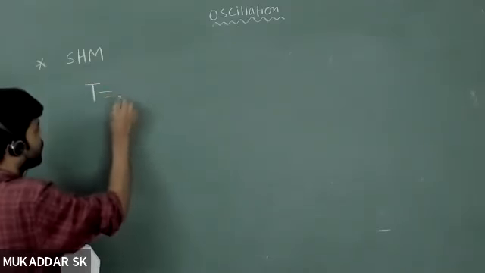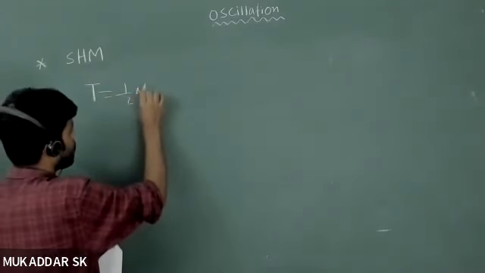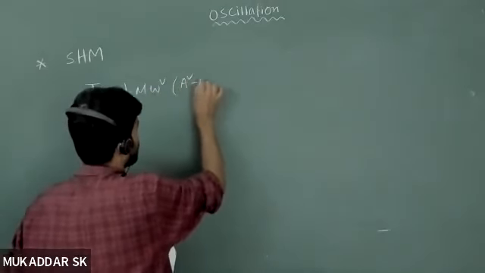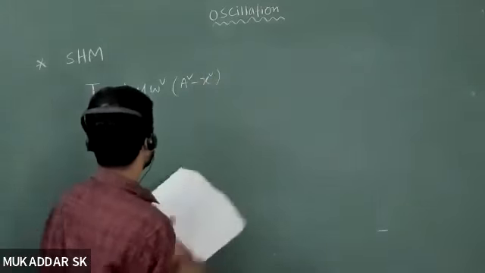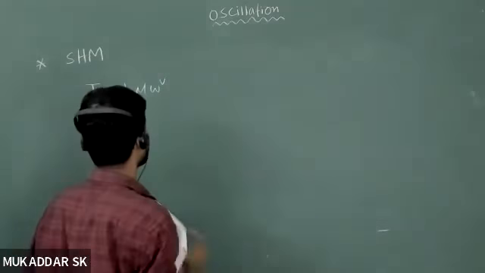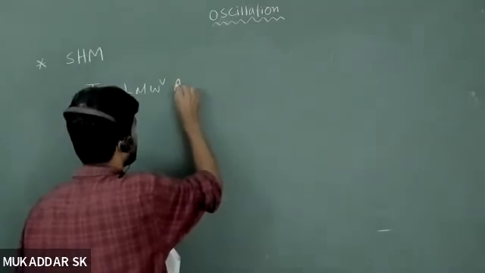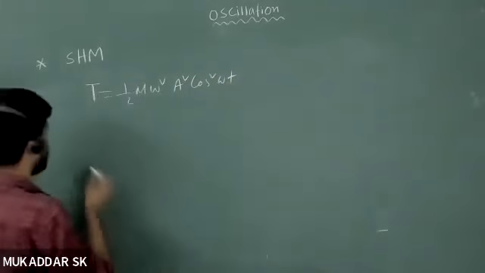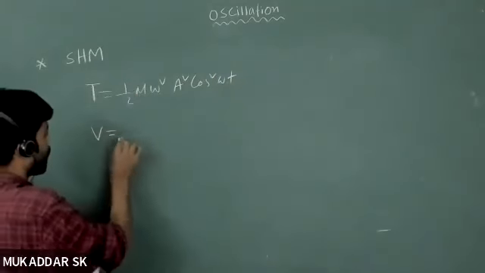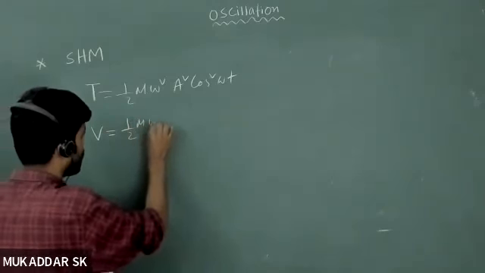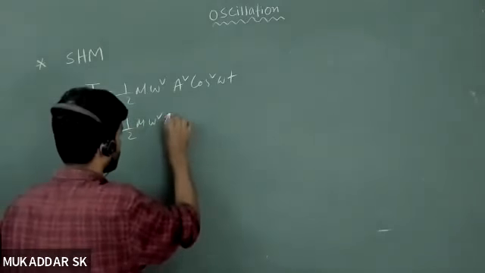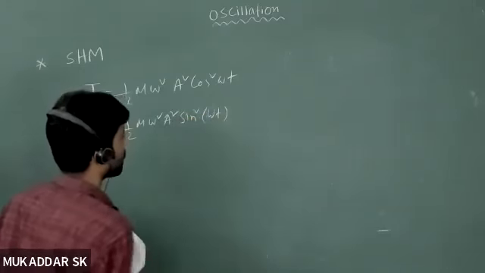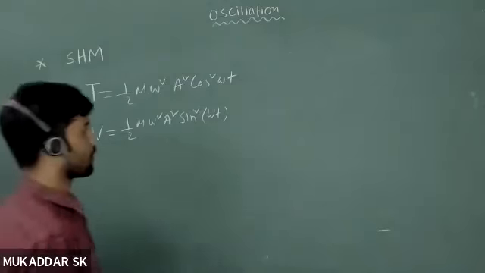Kinetic energy T is nothing but half m omega square times (a square minus x square), right? Or in terms of the cosine function, it will become half m omega square a square cos square omega t. And you will have potential energy, that is half m omega square a square sine square omega t. Okay.